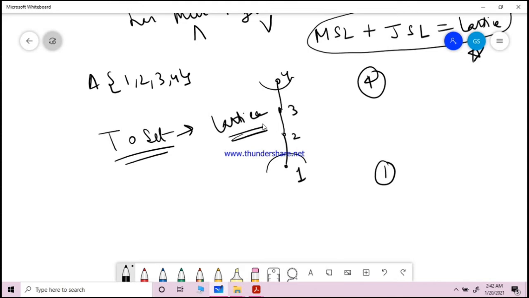Now what is an infinite lattice? If the poset is infinite, like this one, then the lattice will also be an infinite lattice. Next, suppose you are having an example and you have to tell me if the given thing is a lattice or not. How will you identify? Let's see.